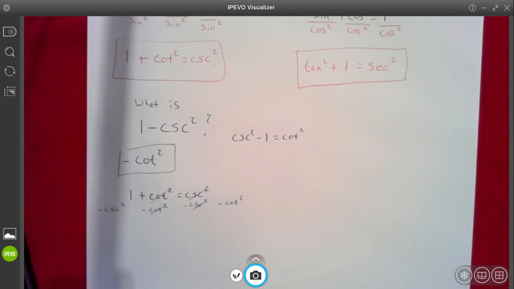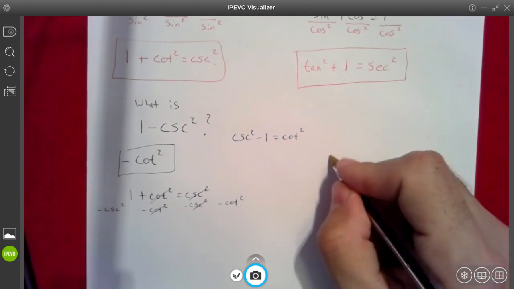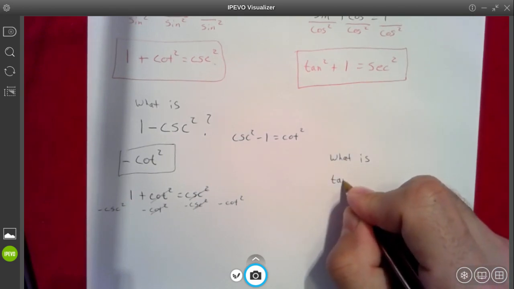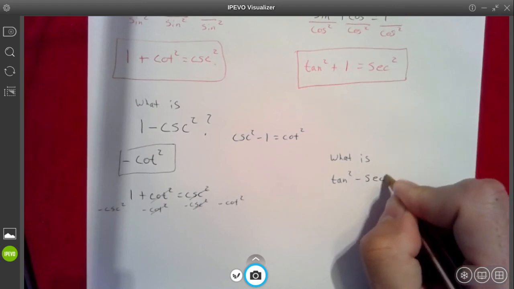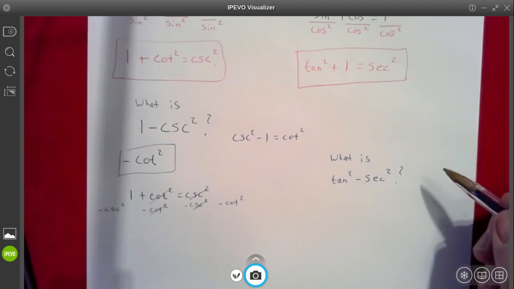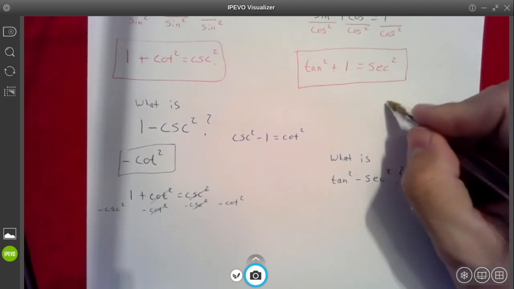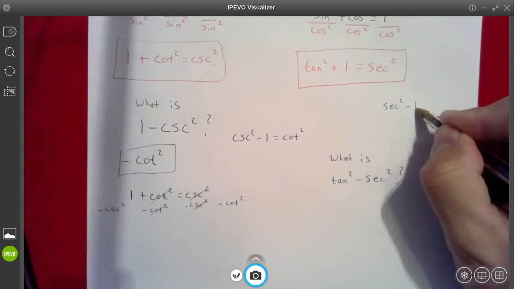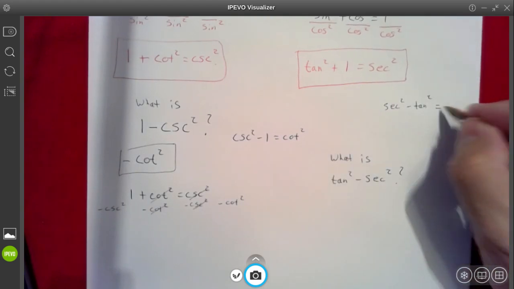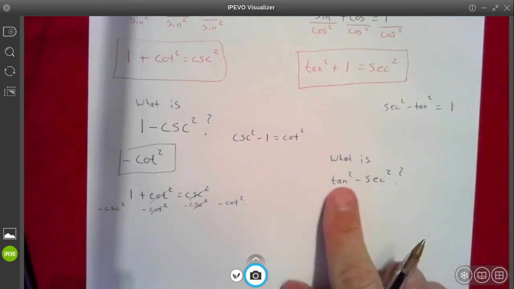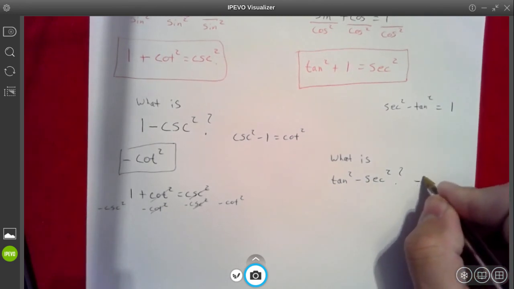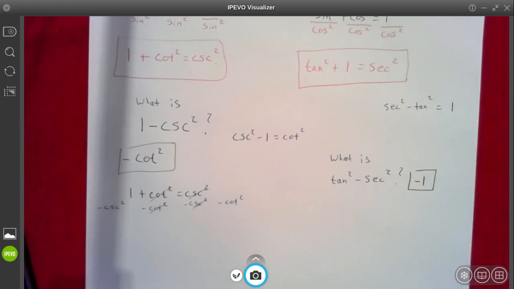Let's do a different one. How about, what is tangent squared minus secant squared? What does that work out to be? Okay, so we know that secant squared minus tangent squared, if we move that tangent squared over there, we see that equals 1, but we're just reversing these signs, so it's going to come out to be negative 1. There you have it.